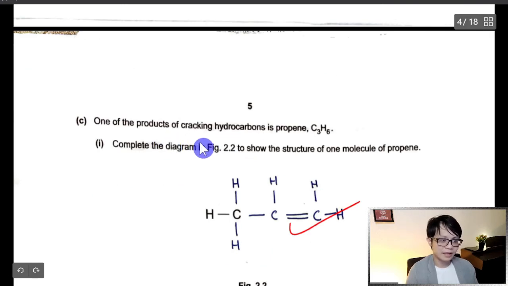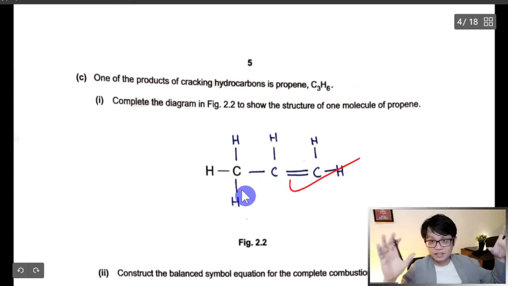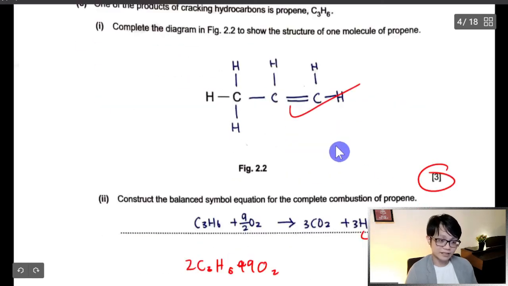One of the products is cracking here, C3H6. So you draw this diagram. Either you put the double bond at the end or at the front, it is still correct, it's still the same thing. Unless it's a longer chain, then it could cause a different name, but that's for chemistry. It won't come out for combined science.